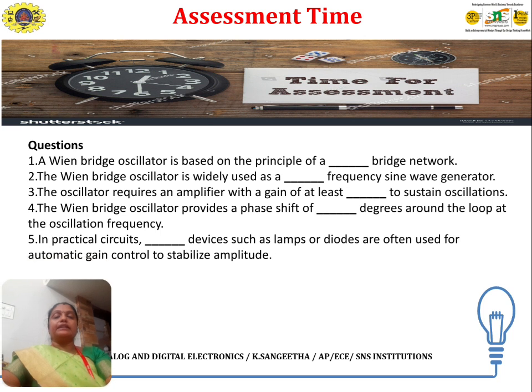And these are the assessment questions. The first question is, a Wien Bridge Oscillator is based on the principle of dash bridge network, that is a Wien Bridge network, and the Wien Bridge Oscillator is widely used as a dash frequency sine wave generator, and the oscillator requires an amplifier with a gain of at least dash gain to sustain oscillation. The Wien Bridge Oscillator produces a phase shift of dash degrees, and in practical circuits, dash devices such as lamps, diodes are often used for automatic gain control.